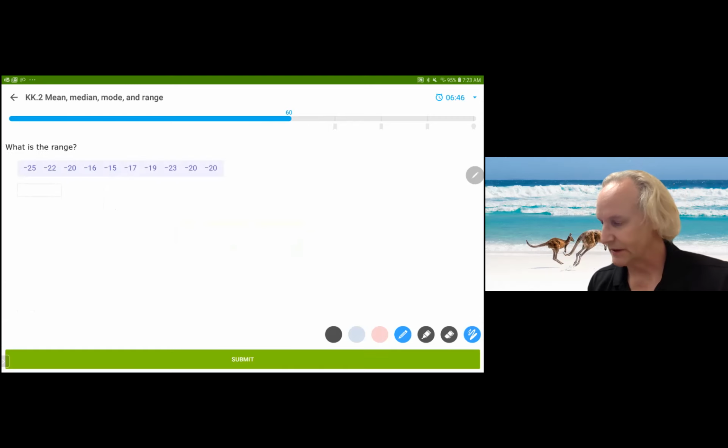The range, again, we're going to look at a whole bunch of negative numbers. Remember that we're going to take the largest number, which I believe is the -15. We want the smaller negative, in other words. So -15 is our largest number, and we're going to subtract our smallest number, which looks like it's the -25.